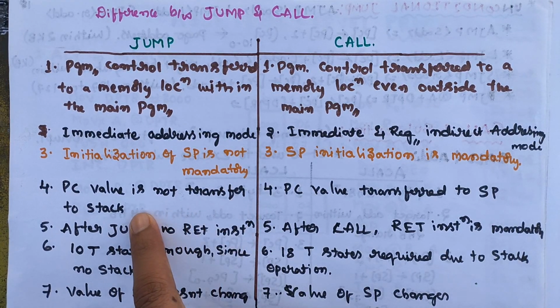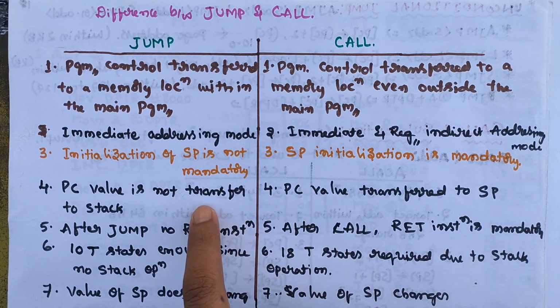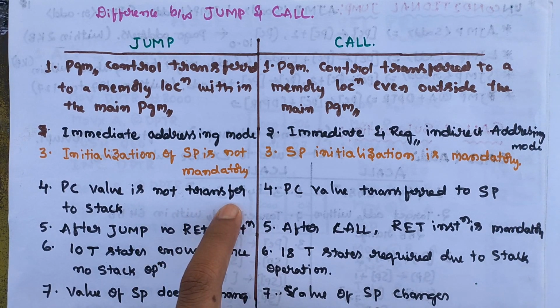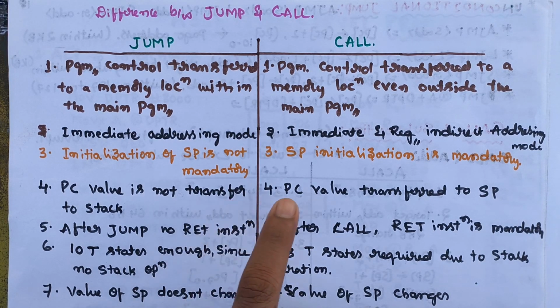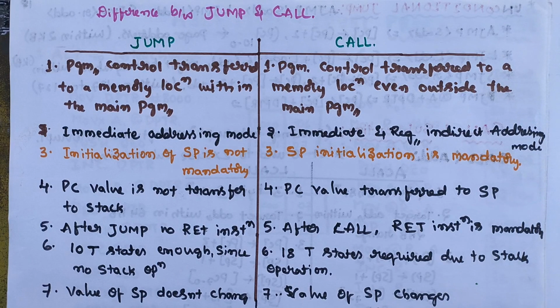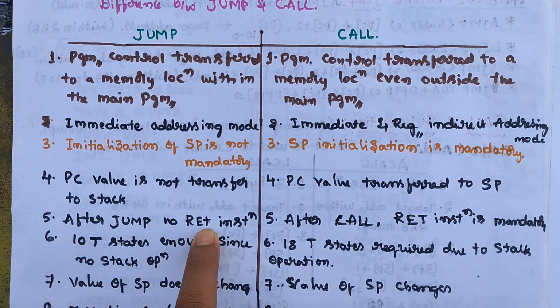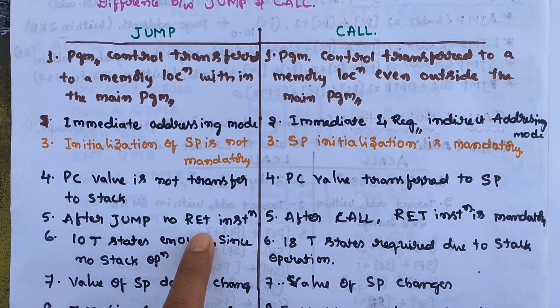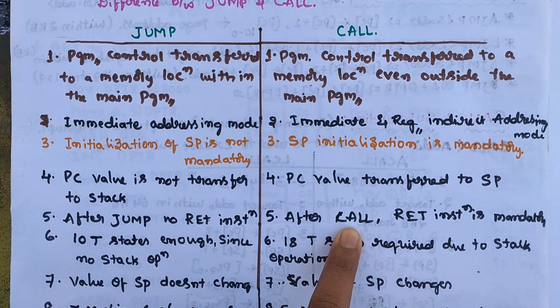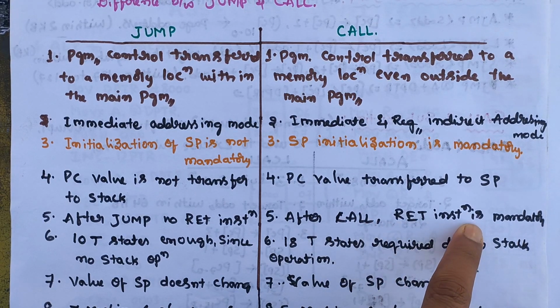In jump, the program counter is not transferred to the stack. In call, the program counter value is transferred to the stack. For the same reason, in jump the program counter is not performing any subroutine program, therefore no need to transfer the control to the stack. In call, in order to handle the subroutine, it needs to transfer the control to the stack. And a return instruction is not necessary in an 8051 jump instruction, because it will directly jump to the given location, but call will jump to another part of the main program, therefore a return instruction is mandatory.